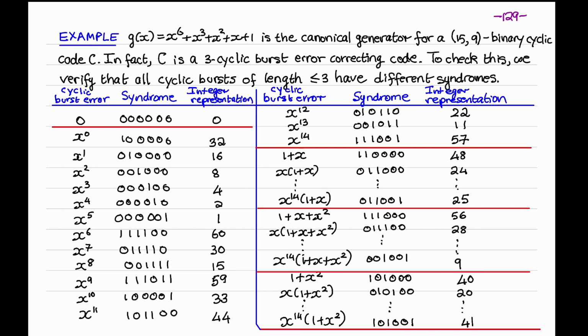In total, this gives us 61 cyclic burst errors of length at most 3. Now, there are 2 to the 6, which is 64 different syndromes. And so there are at least as many syndromes as cyclic burst errors of length at most 3. And luckily for us, the cyclic burst errors all have different syndromes. In practice, one finds cyclic codes with large cyclic burst error correcting capability either by a computer search or by using Reed-Solomon codes, as we'll see in Chapter 7.